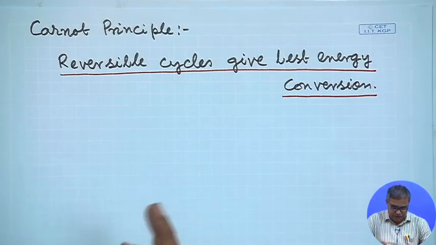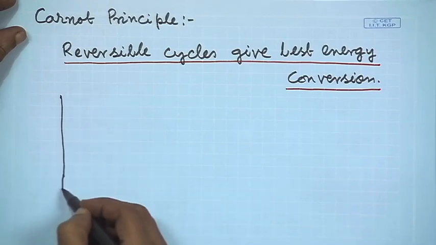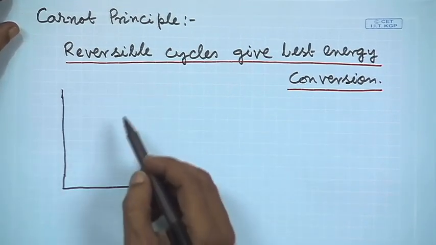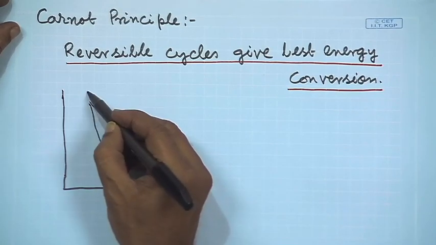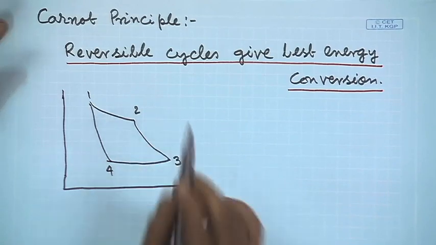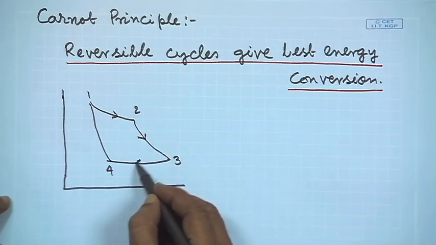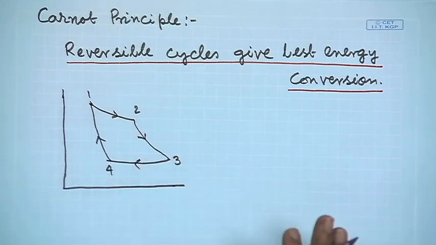Though Carnot did it in the context of heat engines, in general one can say that a reversible cycle gives the best performance for energy conversion. Now, what is meant by this? A cycle, suppose this is a thermodynamic plane, there are two coordinates of thermodynamic properties, and in this plane we have a cycle. So, the cycle could be represented like this. There are a number of processes, 1, 2, 3, 4. There are 4 processes: 1 to 2 is one process, 2 to 3 another, 3 to 4 another, and 4 to 1. So, if we start from point 1, we come back to point 1. This is a cyclic process or a cycle.